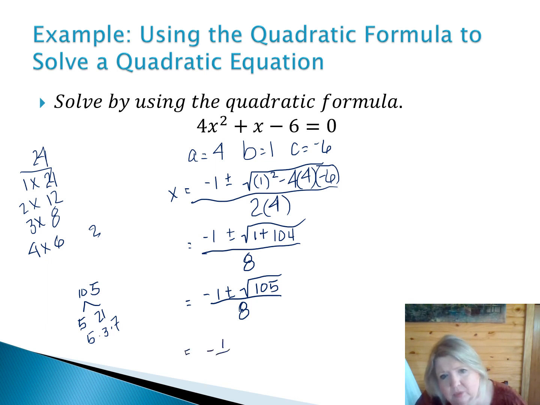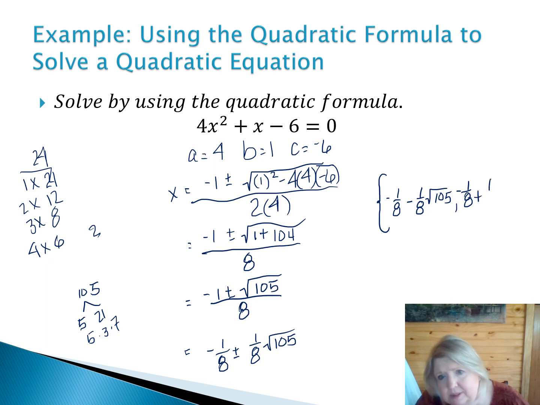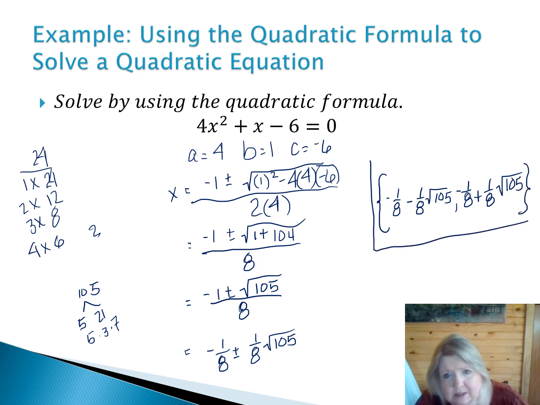So I can say this is -1/8 plus or minus 1/8 square roots of 105. Not the neatest of answers, but not the most difficult either. There's my minus, -1/8. Here's my plus. And I get to box it in and say final answer. My solution set, the only 2 numbers in the whole world that are going to make it work.